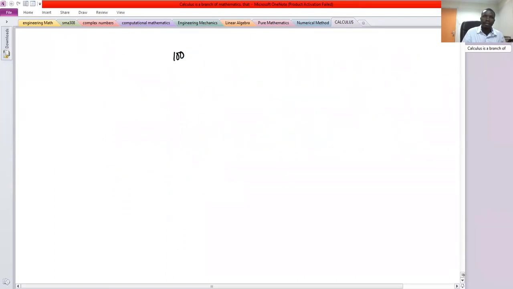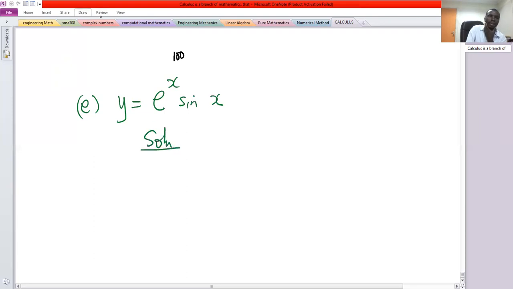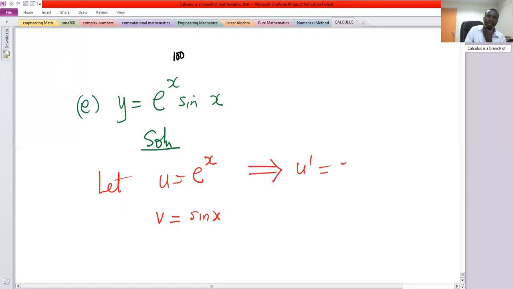And lastly, E, we have y equals e raised to x sine of x. Now, solution for this. So we let u be e raised to x and v be sine of x. Now, this means that u prime is e raised to x and v prime, derivative of a sine function, is a cos function.